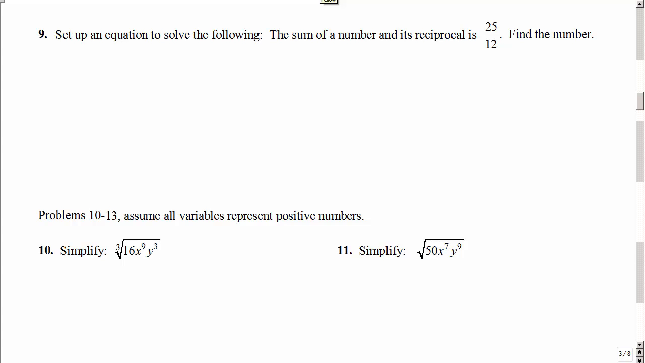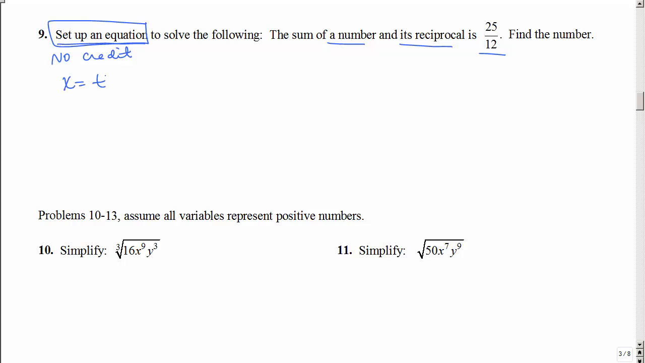The next problem also deals with rational equations. Look at the directions. We have to set up an equation to solve. If you don't do this part, you will receive no credit on the final examination, even if you somehow guess at the right answer. So how do I set up an equation to solve? The sum of a number and its reciprocal is 25/12.